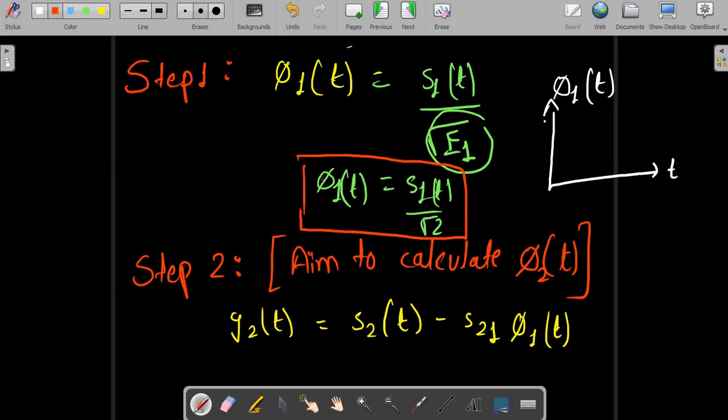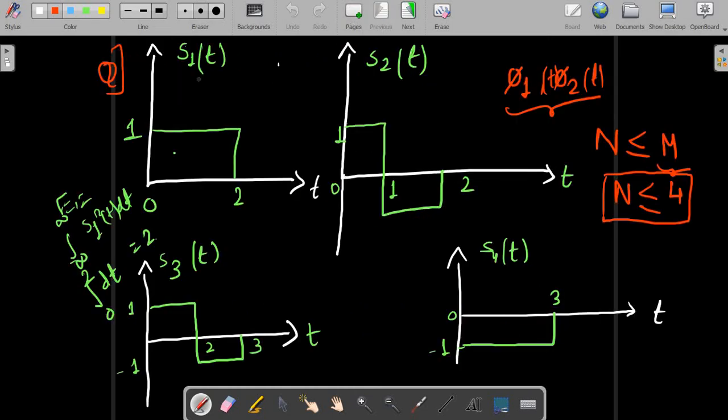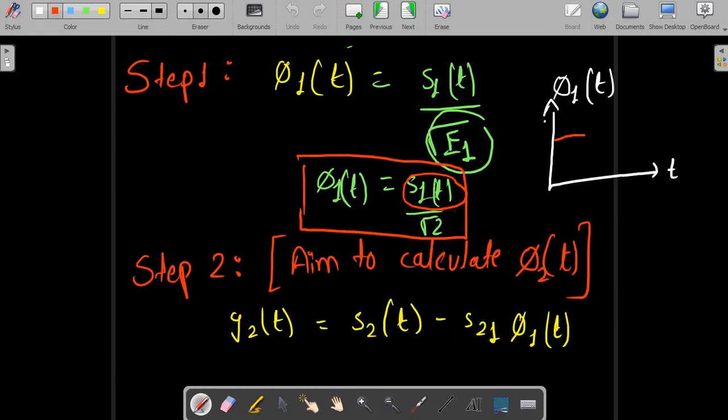Now let's move towards the second function, and before that let's plot. We just have to divide the signal S1(t) by its magnitude with the factor 1 by root 2. S1(t) has magnitude 1, as you can see here. So we will plot the same thing, but with the reduced magnitude of 1 by root 2, because we are dividing by root 2. We will refer to this phi 1(t) in the future as well, which is why I am drawing each and every figure.